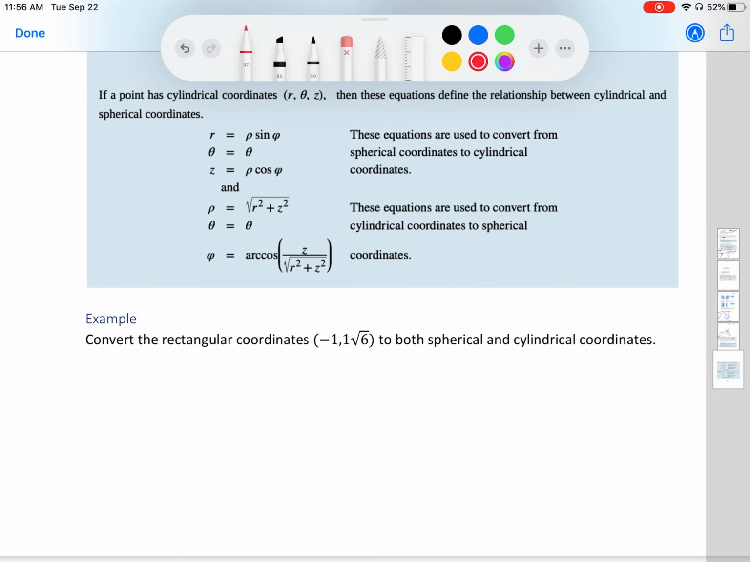Last example, convert the rectangular coordinate -1, 1, and square root of 6 to both spherical and cylindrical.